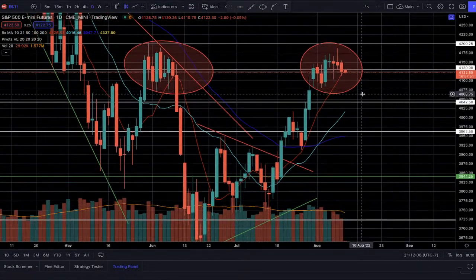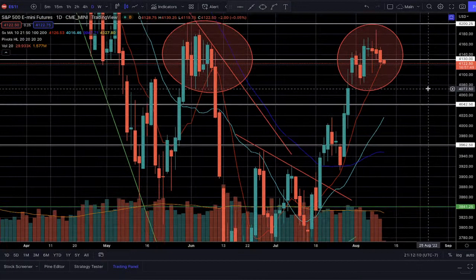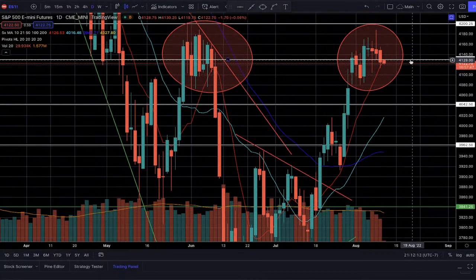futures here again. So we are using this 4130 level as a resistance, okay?